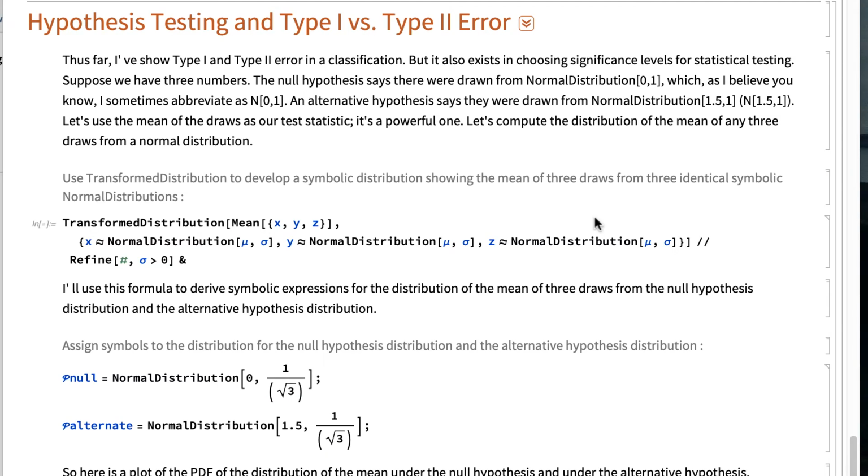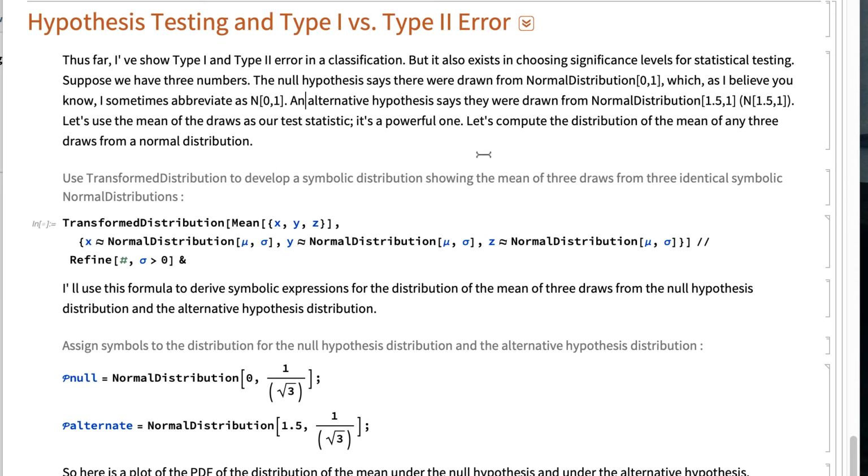Okay, so I just showed you type 1 and type 2 error in a classification setting, but it also exists in choosing significance levels for statistical testing. Suppose I have 3 numbers, and a null hypothesis says these numbers were drawn from N(0,1), but there's an alternative hypothesis that says that they were drawn from N(1.5,1). So let's use the mean of our draws as a test statistic. As I've told you, the mean is often a powerful test statistic.